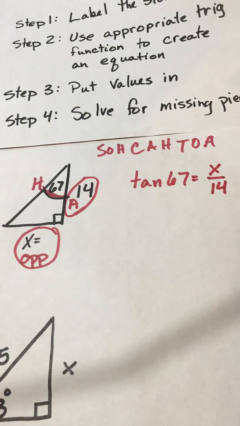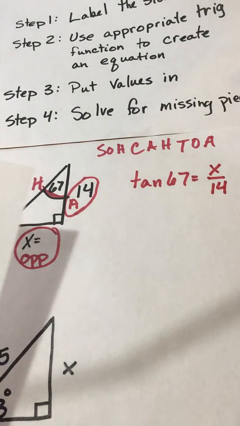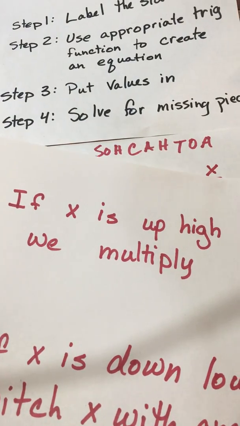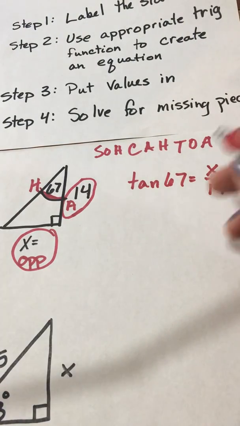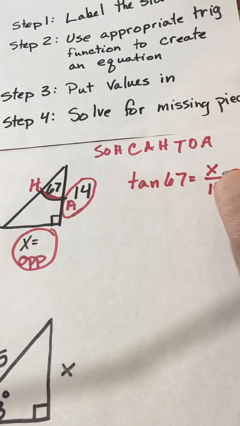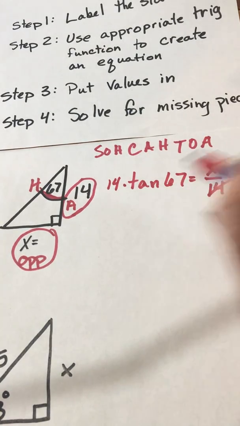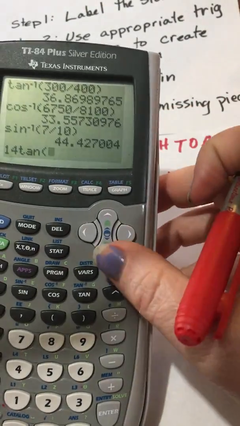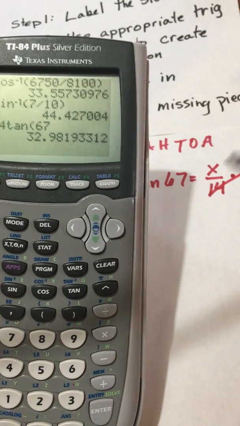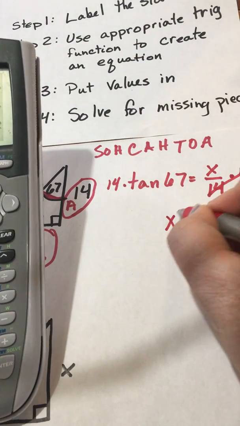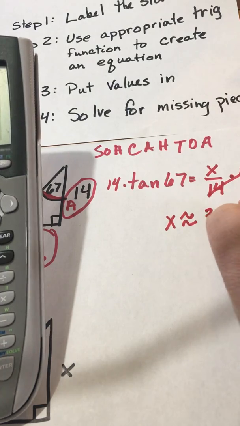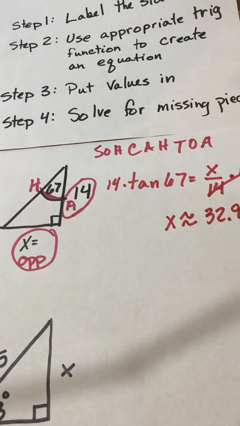Now, for this, I have a couple phrases that hopefully, if you were in class with me, you remember. It's if X is up high, we multiply. So if X is up high, what I mean, top of the fraction here, we're gonna multiply both sides by the 14. The 14, you wanna put it in front of the word. So then you're gonna put it into your calculator as 14 tangent, we're not hitting second this time, 14 tangent 67, hit enter, and I get approximately 32.98, and this is the side.